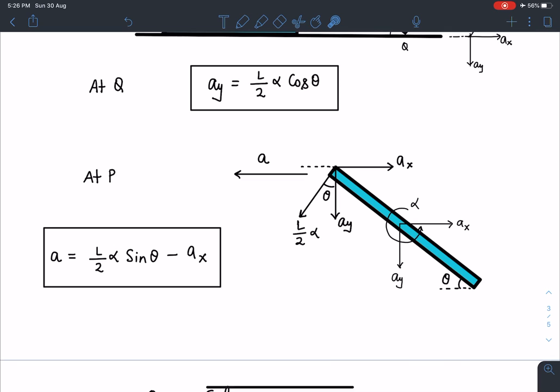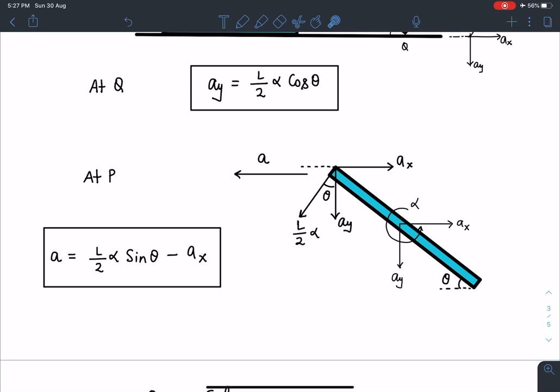So here the acceleration of this point from the wedge is A, so definitely acceleration of this point also is going to be A in this direction. So here I can write A is equal to L by 2 alpha sine theta minus AX. This is my next equation. Now I have 6 equations, 6 unknowns.